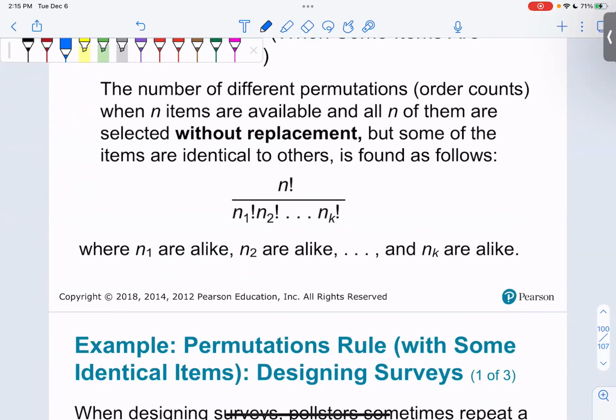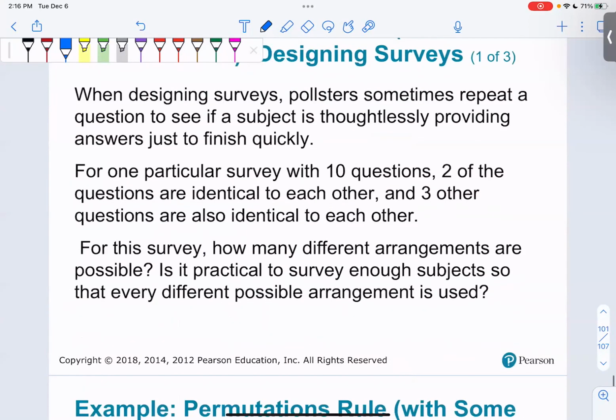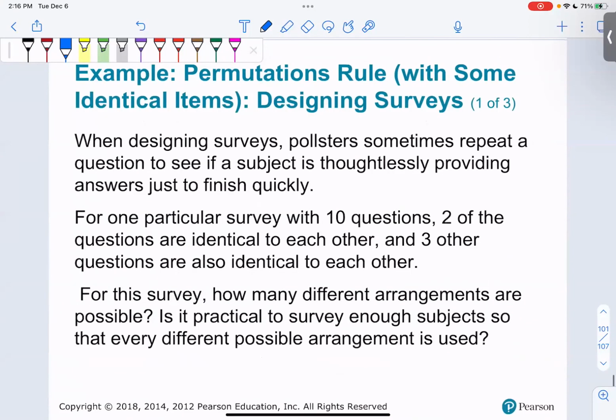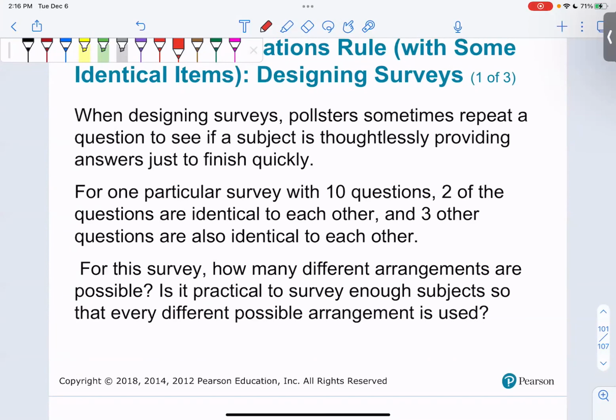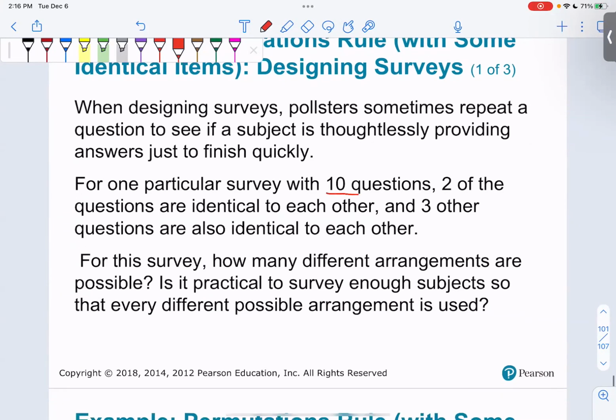And the selection will be without replacement. That means when you select one, you will not put it back, right? So imagine I have to select one and not put it back, then I have to choose the second one, which is exactly identical to the first one. So let's say for a particular survey, I have 10 questions.